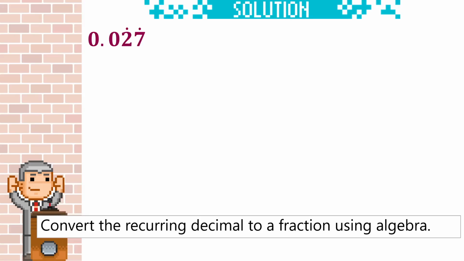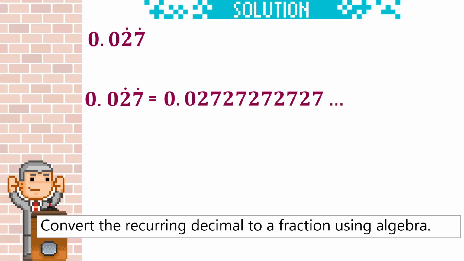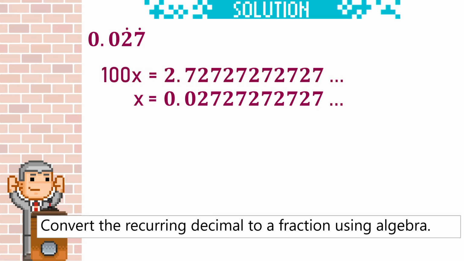To convert this to a fraction, we're going to start off by writing out a small part of the repeating sequence. This time it's 0.027727. We're going to label this as x. Now you will have noticed if there's one repeating digit, we times by 10 in this next stage. If there's 2 repeating digits, we times by 100. We've got 2 repeating digits here, so we're going to times by 100.